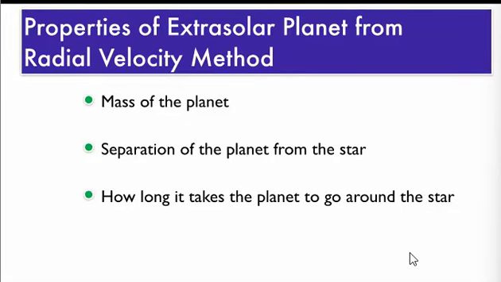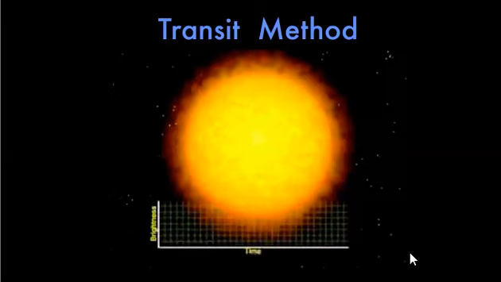Even though they have not seen the planet, by confining their observations to the star, they will be able to come to this conclusion. So that is the radial velocity method.